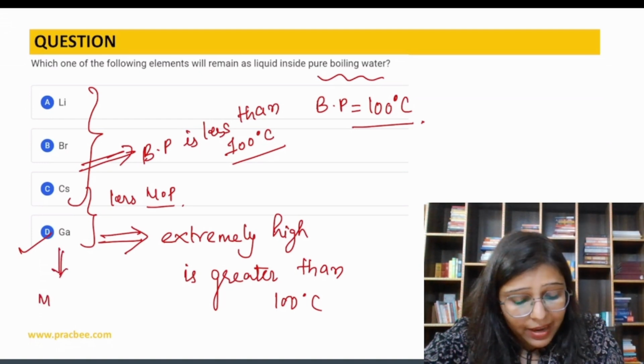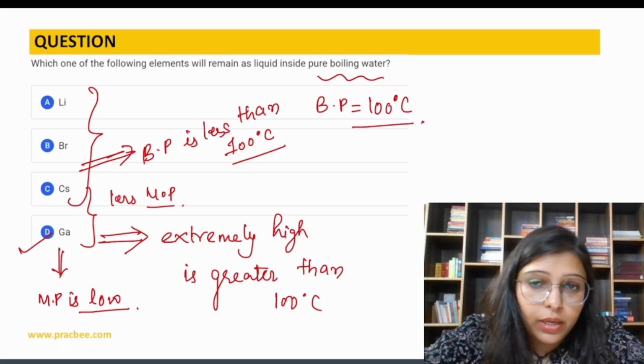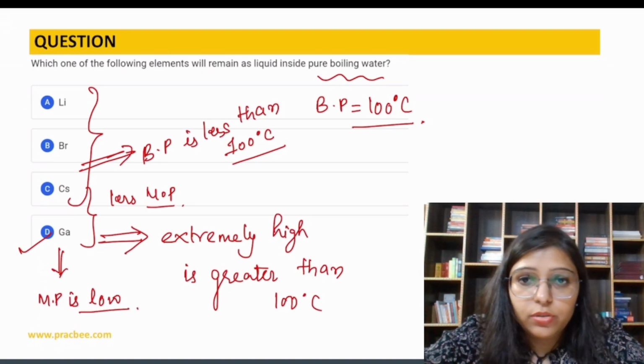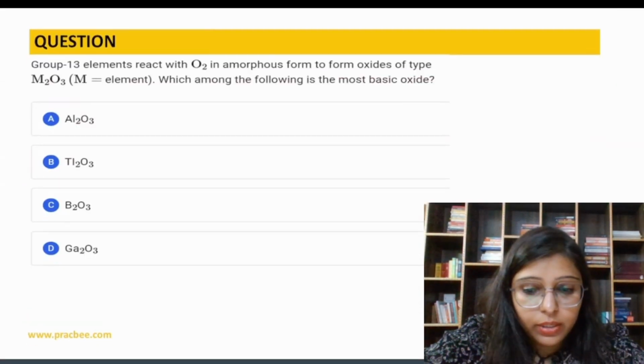So the answer is going to be gallium. Gallium's melting point is low, but its boiling point is high. That's it. Now let's do the next question.